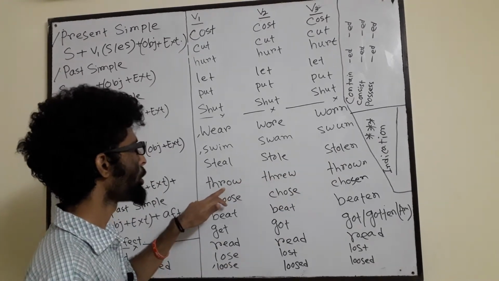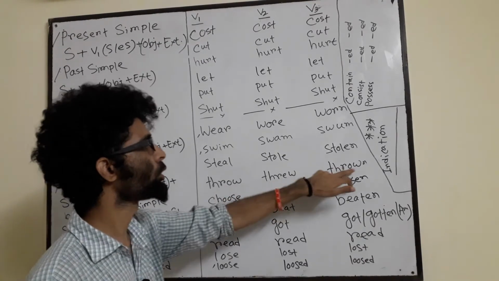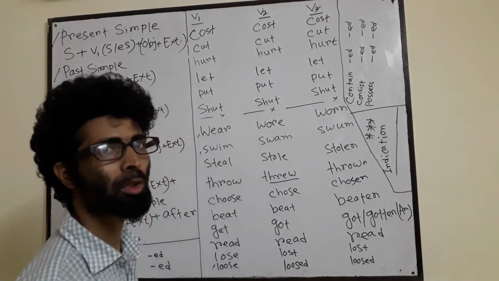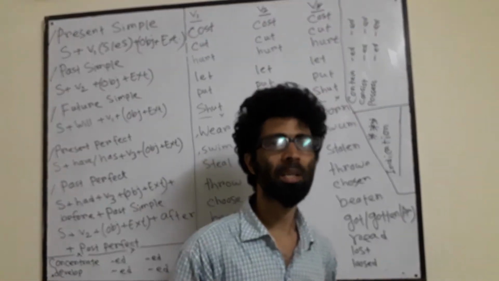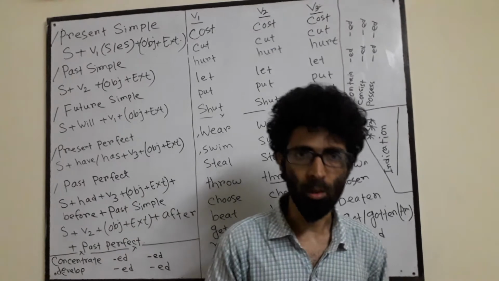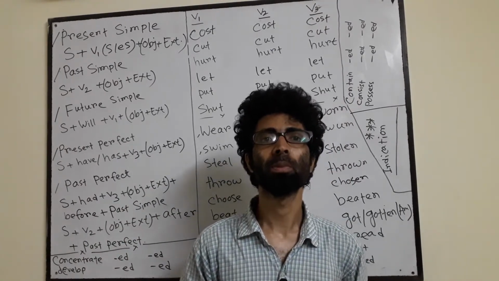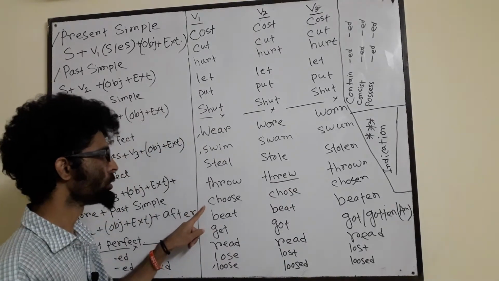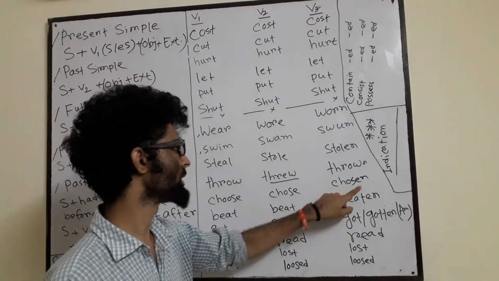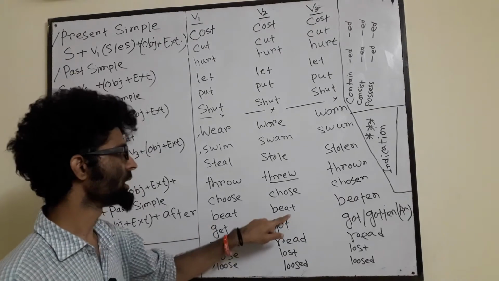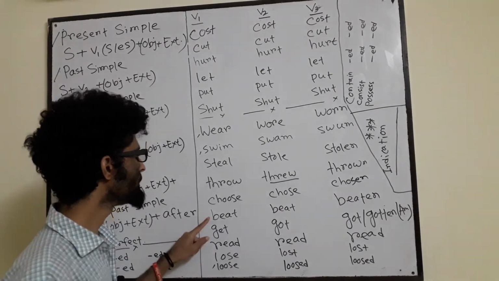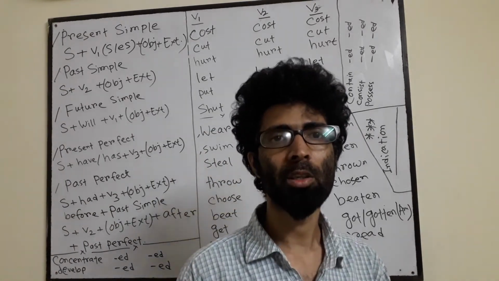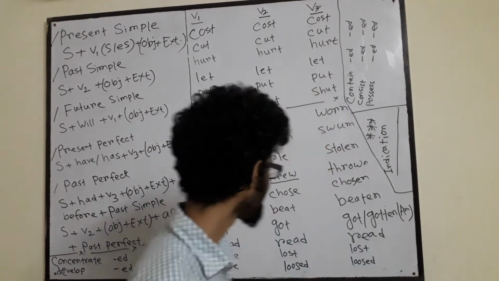Then throw, threw, thrown. It sounds threw, not true. In my previous video probably I mispronounced. I pronounced true, but it would be threw. Throw, then thrown. Then choose, then chose, then chosen. Then beat, beaten. This beat means to hit someone or to defeat somebody in a game or in a contest.